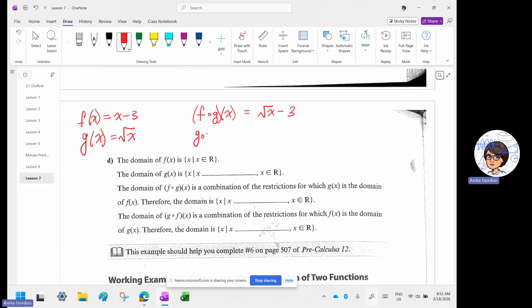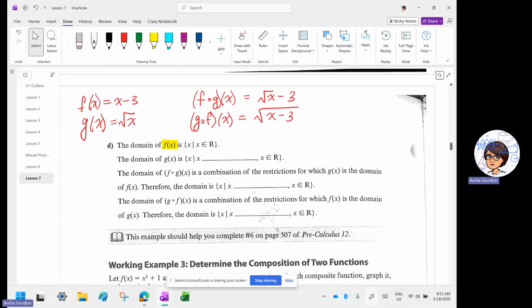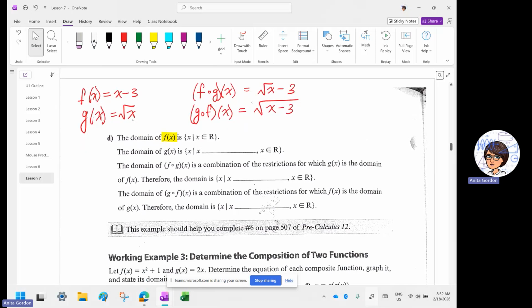And g of f of x, I don't like this notation. It's got lots of extra bits. Square root of x minus 3. Okay, what is the domain? f is a linear function. Remember our catalog of functions here. We have a line and its domain is all reals.